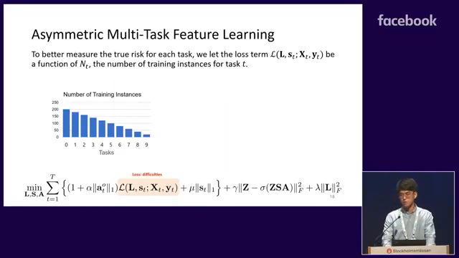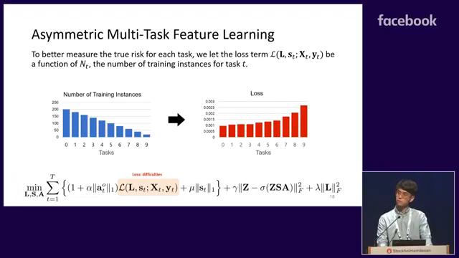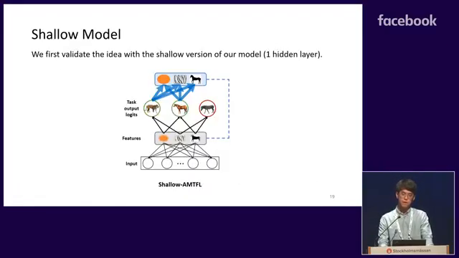Moreover, to better measure the true risk for each task, we let the loss term be a function of the number of training instances, so that a task with a large number of training instances will transfer more. Next, we introduce the experimental setups and results.